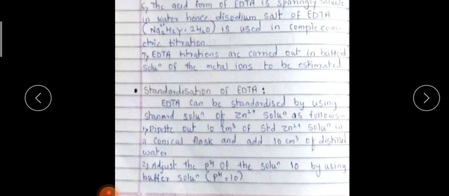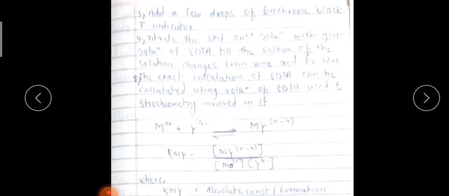Then how will this EDTA solution be standardized? This can be standardized using the standard zinc 2+ solution. Take 10 cm cube of the standard zinc 2+ solution in a conical flask and add 10 cm cube of distilled water. Adjust the pH of the solution by adding pH 10 buffer solution. Then add a few drops of eriochrome black T indicator. Titrate the standard zinc 2+ solution with the given solution of EDTA till the color of the solution changes from wine red to blue.